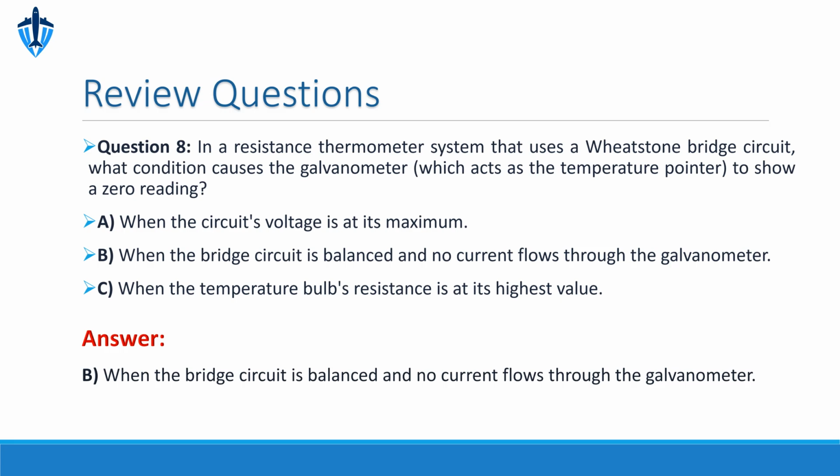The galvanometer, which is the instrument's pointer, measures current flow between 2 points in the bridge circuit. When the resistance of the temperature sensing bulb equals the known resistances in the bridge, the circuit is balanced. In this balanced state, there is no potential difference across the galvanometer, so no current flows through it. This results in a zero reading on the meter, which corresponds to a specific temperature on the dial. Any change in temperature unbalances the bridge by altering the bulb's resistance, causing current to flow through the galvanometer and moving the pointer to indicate the new temperature.